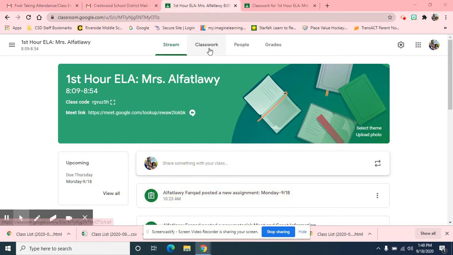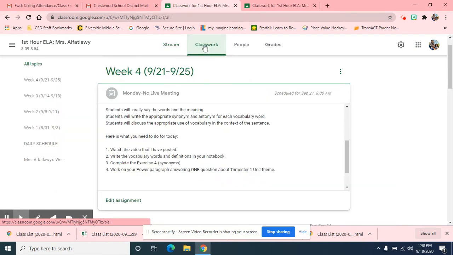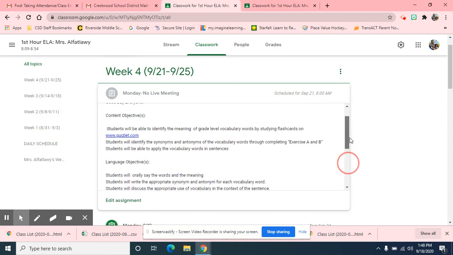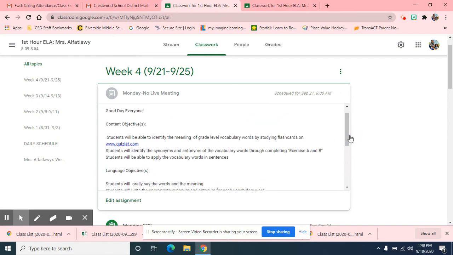All right, so today, for all of my hours, not just first hour, you're going under classwork, clicking on classwork. You're going to see week 4, Monday's assignment. We're going to start with the objectives. Okay, we have language objectives and content objectives. The first objective is students will be able to identify the meaning of grade level words by studying flashcards on Quizlet.com.